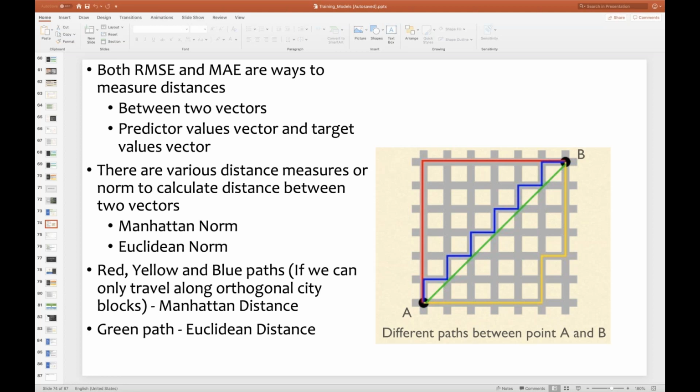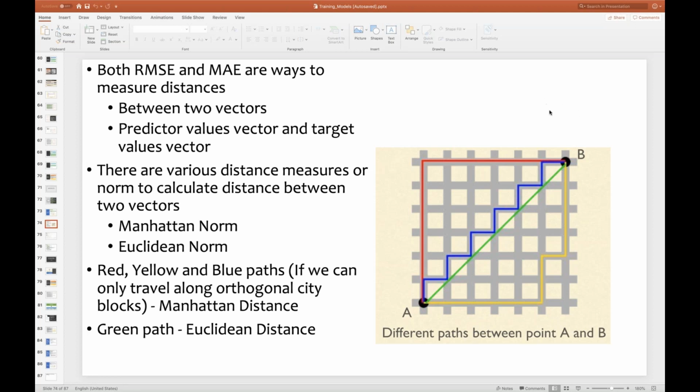Okay, let's get back to the business now. Both root mean square error and mean absolute error are ways to measure the distance. Perfect. Now, what is the distance? Distance is nothing but, again, I'll tell you the fact.